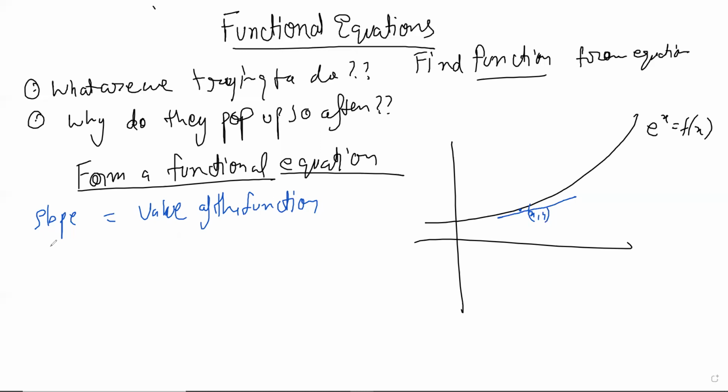Now the slope is also a function of x, right? At every point you get a new slope. That's also a function of x. In fact, it's a very good function of x. That's called the derivative, but never mind, it is a function of x. Let's just call it g(x). And the value of the function is f(x). There you go. This is the functional equation.